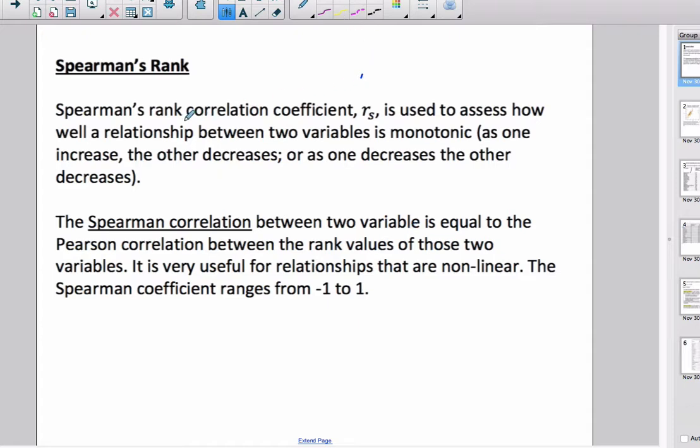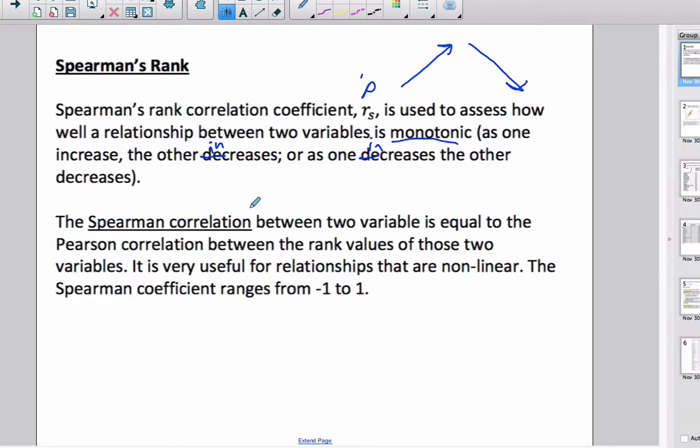Okay, so Spearman's rank correlation coefficient, sometimes we use R subscript S, sometimes we use the Greek letter rho to indicate it. It's used to assess how well a relationship between two variables is monotonic. As one increases, the other increases, or as one increases, the other decreases. So this is monotonic positive, monotonic negative. Okay? So it's sort of similar to Pearson's correlation coefficient, but there are some differences we'll talk about in a second.